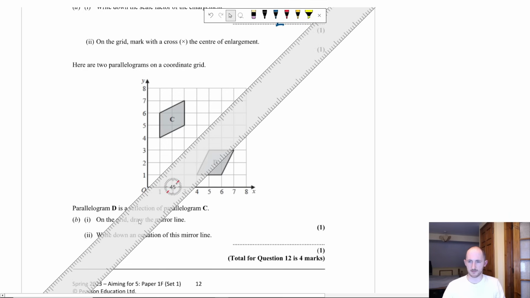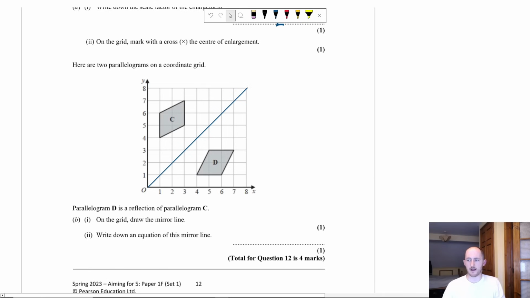Look at that. Perfect. That should be what it is. So again, for foundation, there's only three possibilities. Either it's flipped vertically, horizontally, or it's diagonal, right? And the equation of that line is a straight line through the origin, so it's always going to be y equals x.